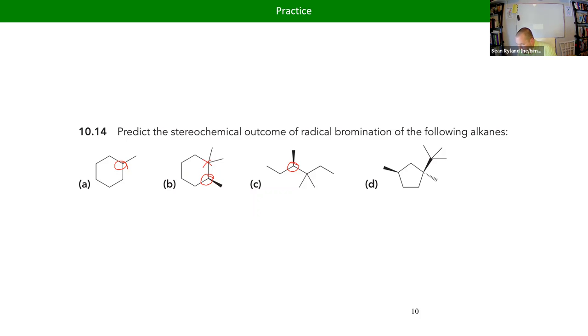D is a complicated one. We've got a bunch of secondary carbons. We've got two quaternary carbons, and the quaternary carbons don't have a hydrogen to remove. The primary carbons, there are five methyls on this molecule, so we're not going to use any of those. The one carbon that has a hydrogen that is most stable when you abstract the hydrogen is that tertiary one on the left.